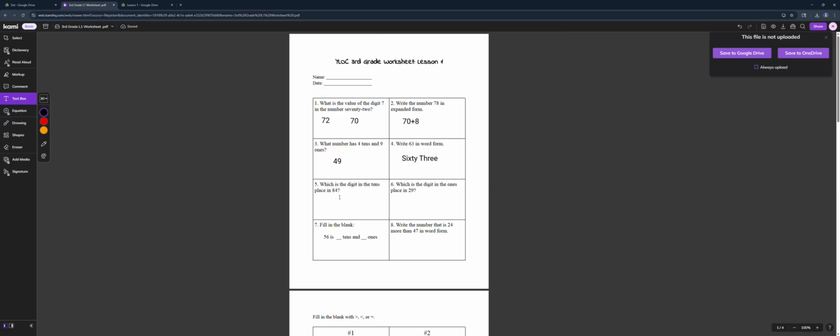What is the digit in the tens place in 84? So the tens place is going to be the 8 here in 84. So that would be just 8. The digit gets bigger if we move to the left. So let's say we have 800, right? Then that's the hundreds place, that's the tens place, and that's the ones place. What is the digit in the ones place in 29? That would be the 9 right here.